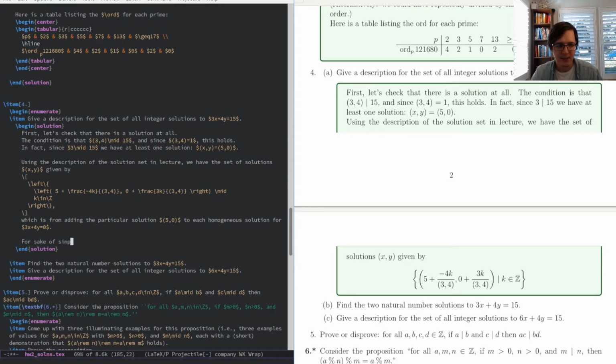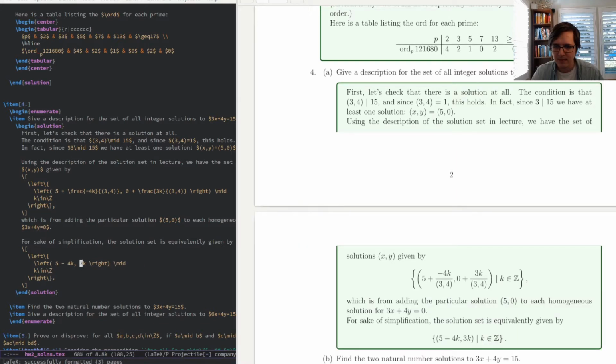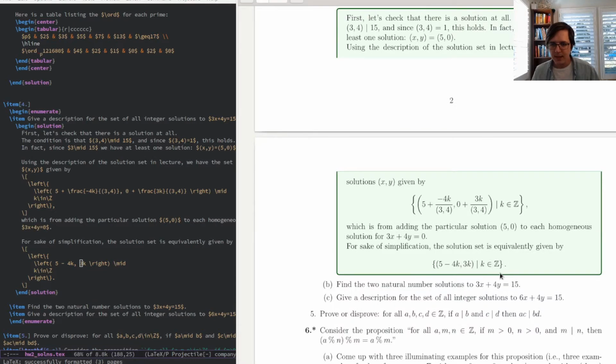For sake of simplification, the solution set is equivalently given by, okay, let's copy paste. So the GCD of 3 and 4 was 1, so no need to have that. And then adding 0, y. Okay. That is our solution.